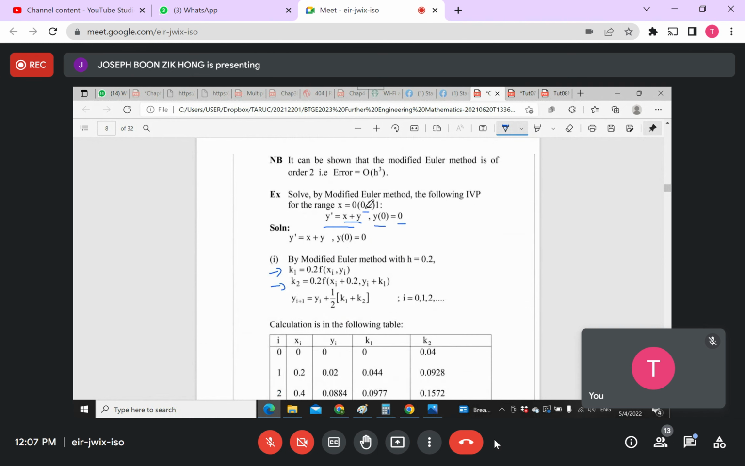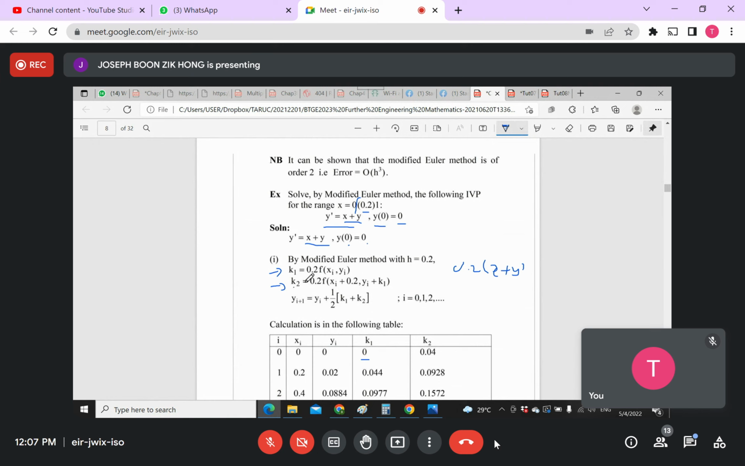Your H is 0.2. So 0.2 times your x plus y. So for example, the first one, your x is 0, your y is 0, so 0 plus 0 is 0, and then times 0.2, so your k1 is 0.